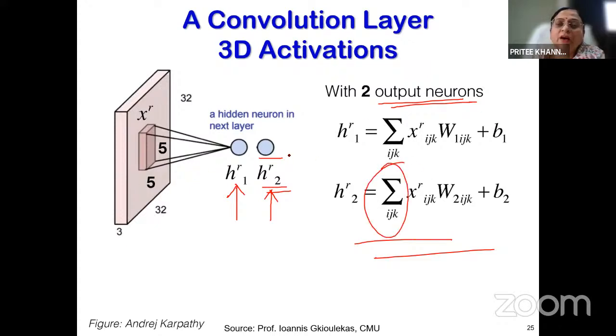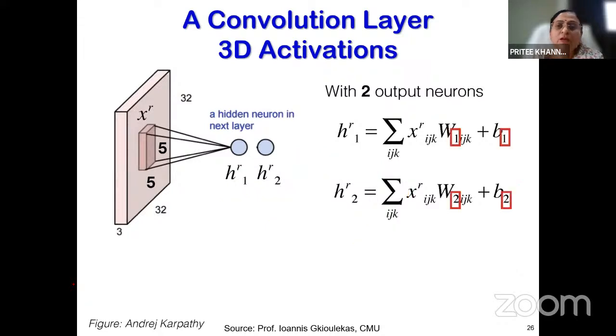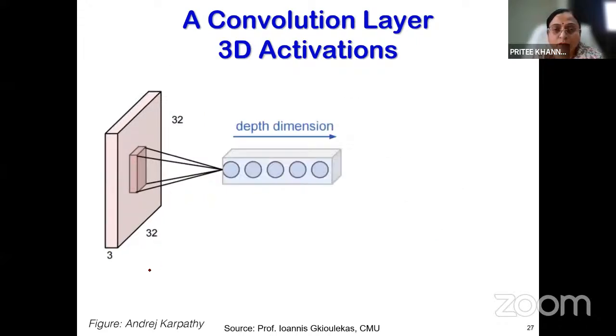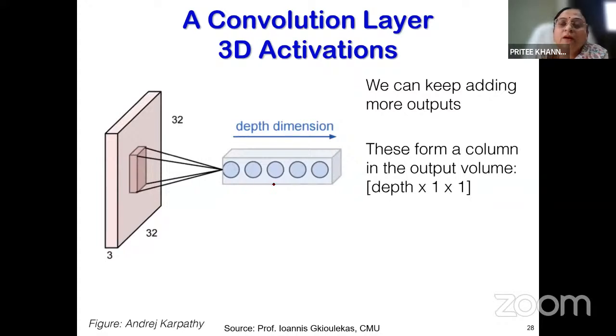Similarly, we may have a number of filters. This is the first filter and the second, and these are the weights and this is the bias. Every filter has its own weights and bias. So you can see that we can grow in depth. For example, when we are using 5 filters, this neuron is generated because of the first, second, third, fourth and fifth filter. This is how you can add on more outputs.